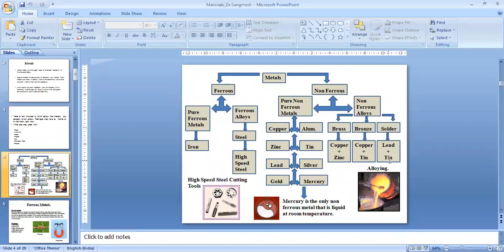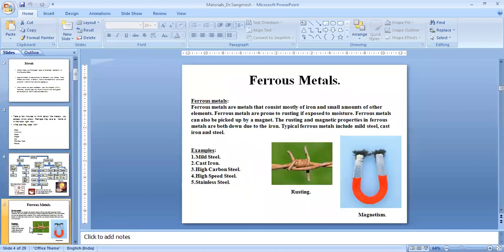Solder, lead plus tin. When we mix lead and tin, we use it for soldering of any stainless steel and all that. We use it for soldering. So this is all with respect to classification.